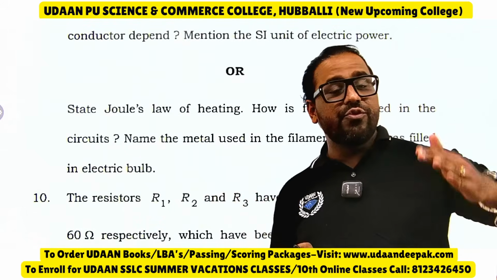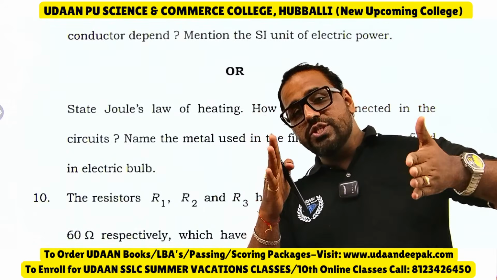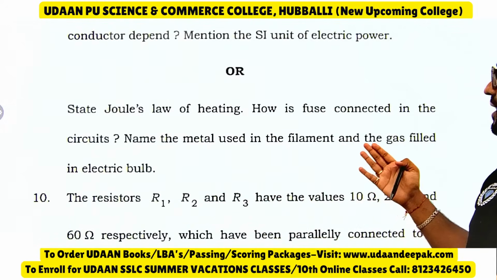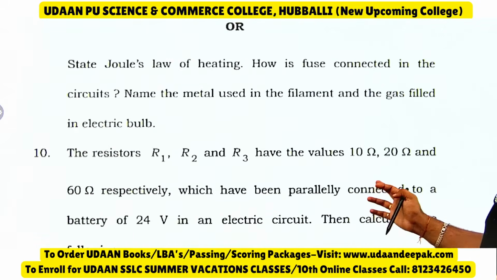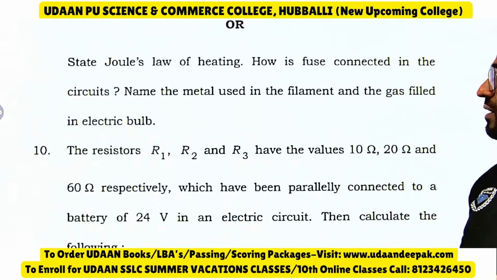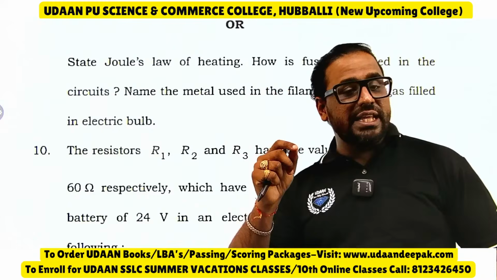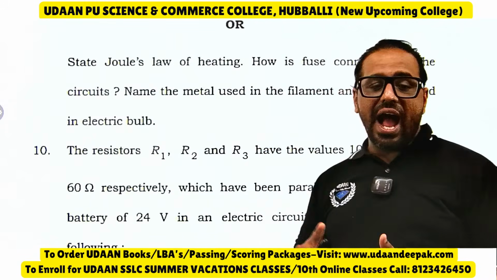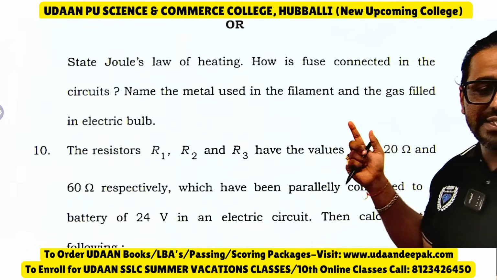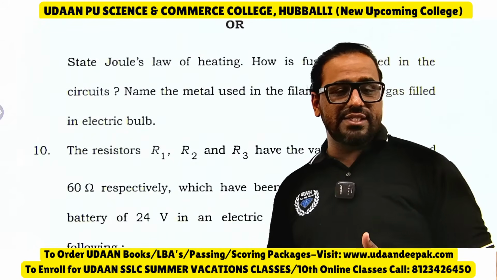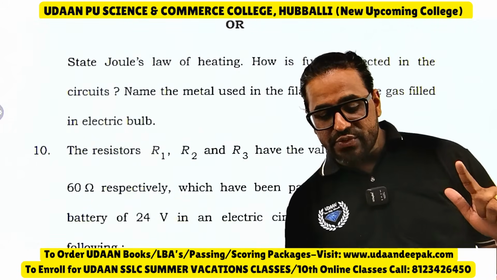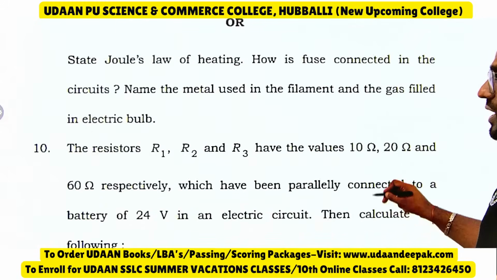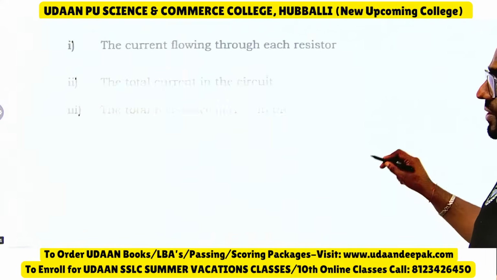So tell me, how do you connect a fuse? Fuse is always connected in series with the circuit. Name the metal used in the filament and the gas filled in the bulb. The metal used in the filament is which one? The metal used in the filament is tungsten and the gas filled is an inert gas such as nitrogen. That one you should write. This problem we have already solved previously.